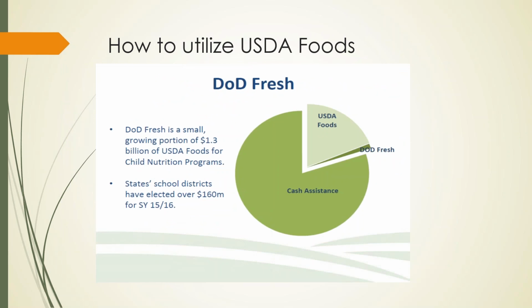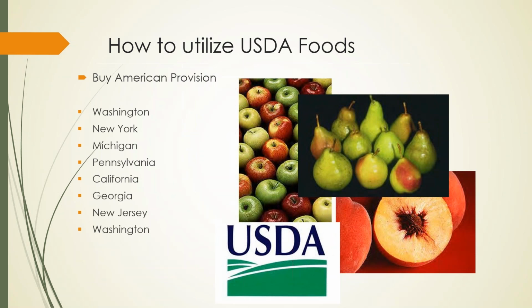So DoD Fresh is growing across the nation, the state school districts, it's up to $160 million for the school year 15-16, which is the current school year we're in now. And again, there's a variety of produce that's available. Just a gentle reminder on the Buy American provision, and that the food is coming from states here, Washington, California, etc., New Jersey, Georgia, for a lot of these great food products.